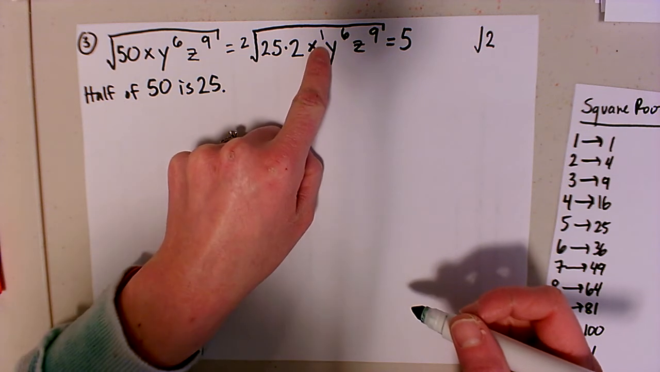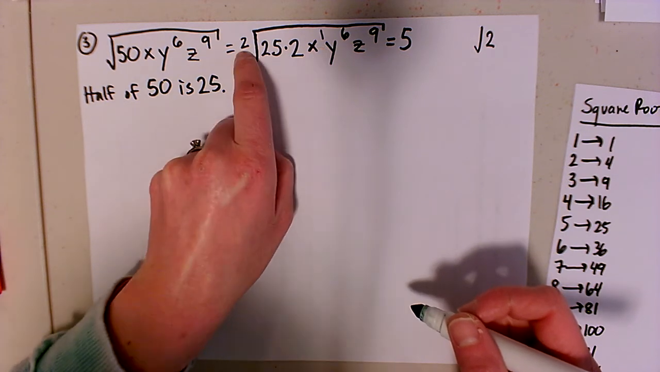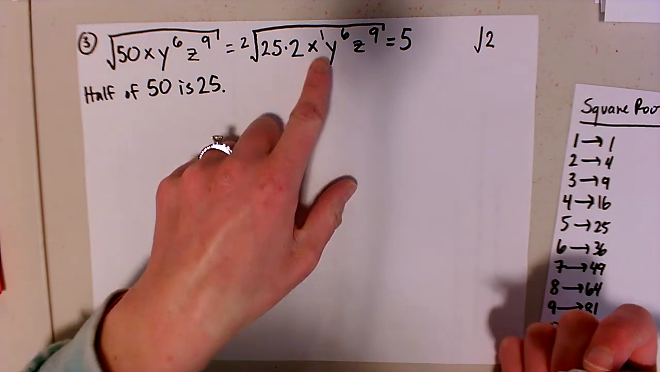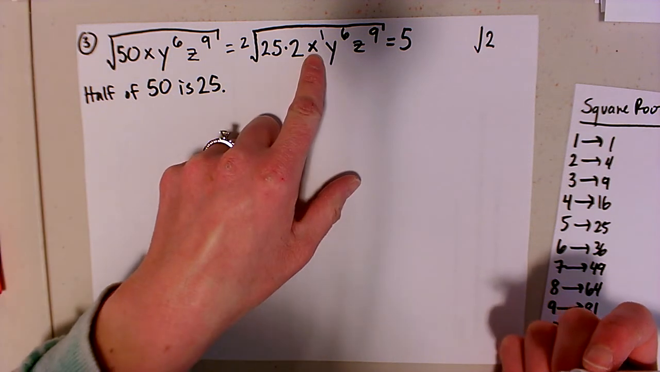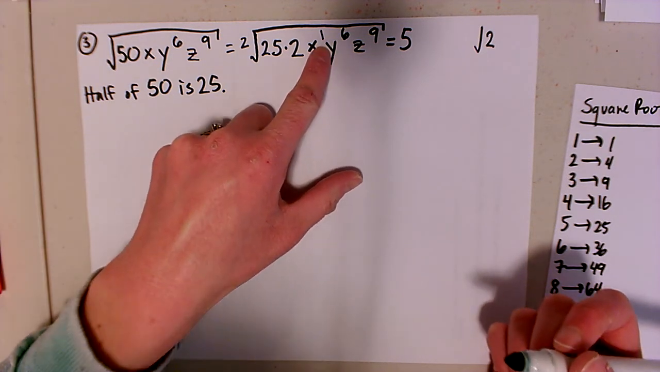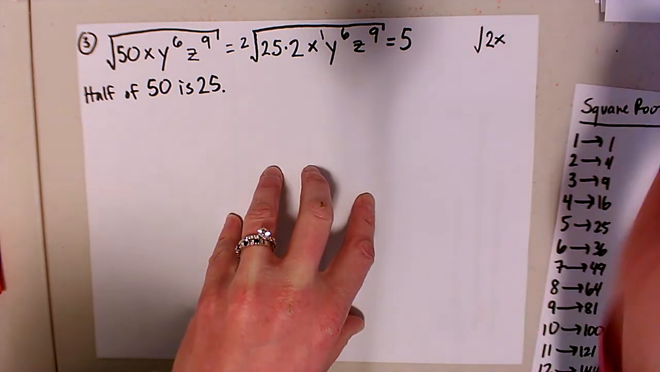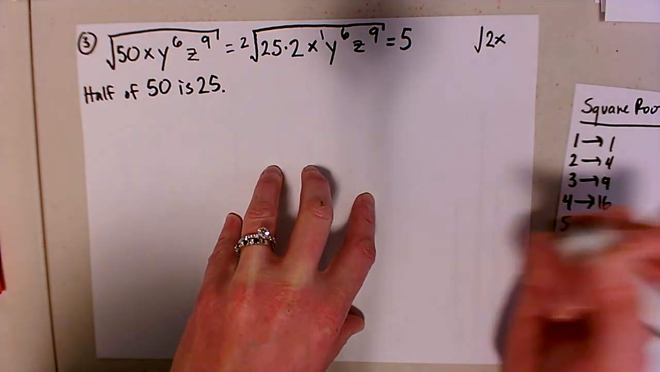Whenever your exponent is smaller than your root, you don't have to do any division. You don't have to figure anything out. This all just stays on the inside. So I'm going to say that again. When your exponent is smaller than your root, you don't do anything. You leave it on the inside. So that x to the 1 stays on the inside.